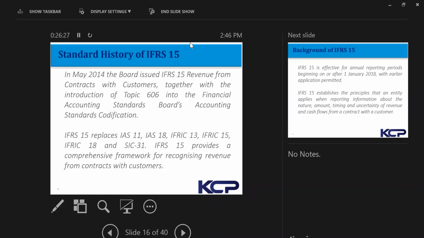Then finally, IFRS 15 replaces IAS 11, IAS 18, IFRIC 13, IFRIC 15, IFRIC 18, and SIC 31. So that means that effective 2018, all of these standards have been repealed by what? IFRS 15. Is that clear? Unlike what happened in IFRS 16, which is just a partial amendment to IAS 17, this is a total repeal. Do you understand?